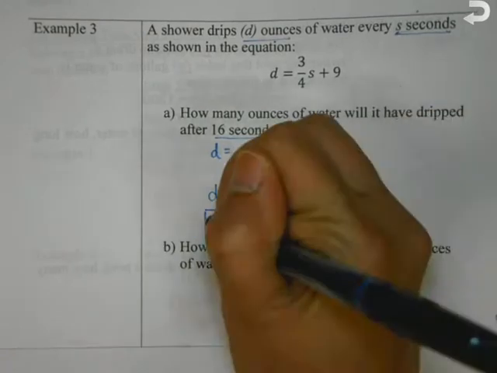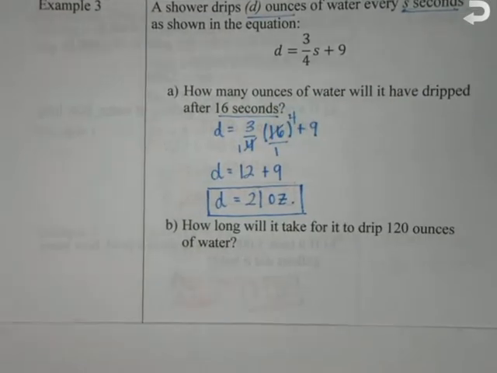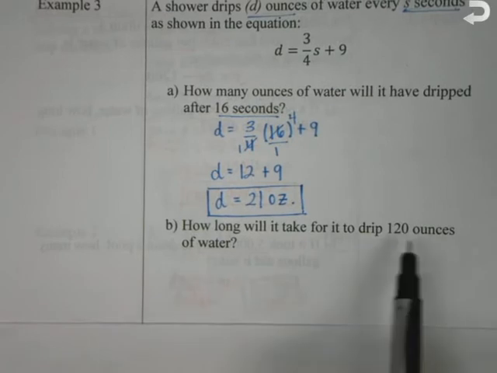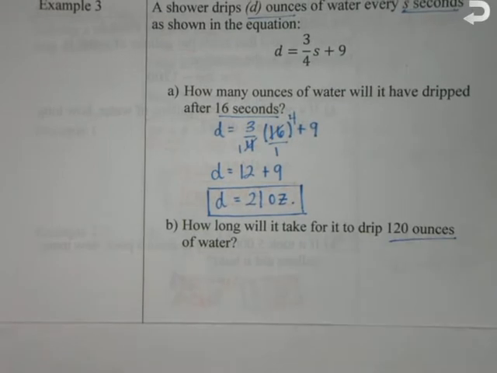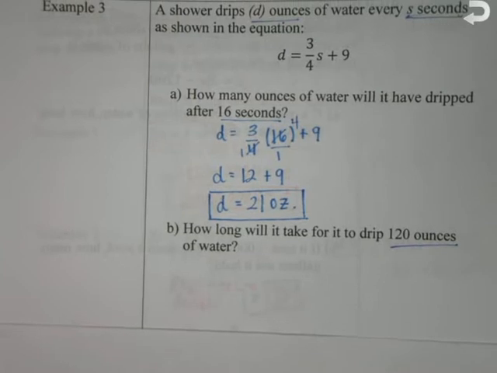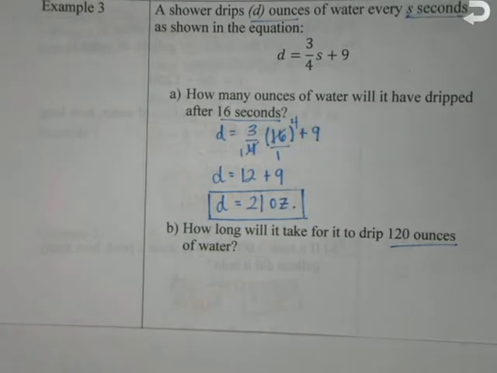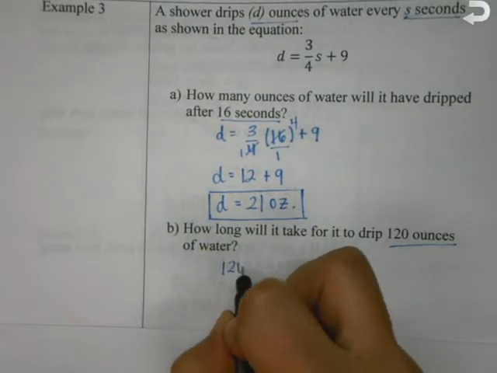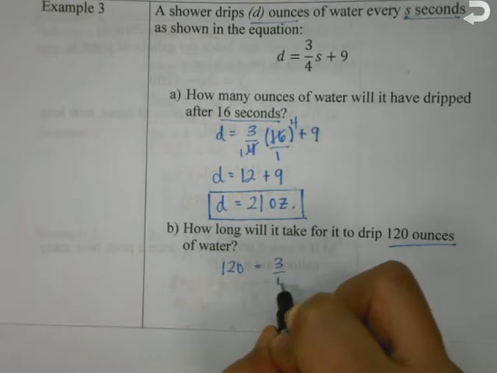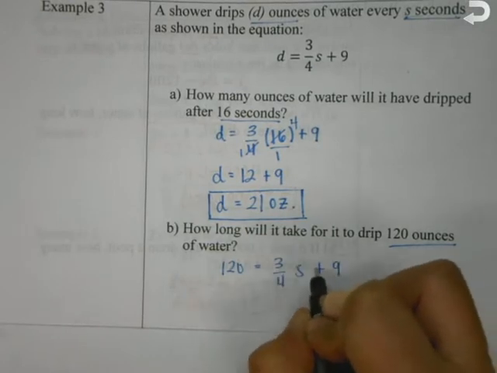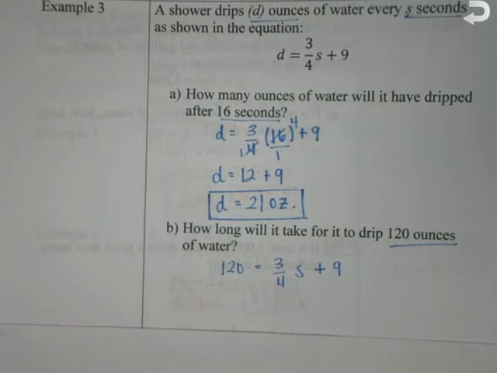Good. Okay, part B. How long will it take for the shower to drip 120 ounces of water? So where's 120 ounces going to go into, Julia? Is 120 ounces D or is it S? It's D. Good. So this is 120 equals 3/4 S plus 9. Good. This is a two-step equation. What should I do first? Broden, what should I do first?